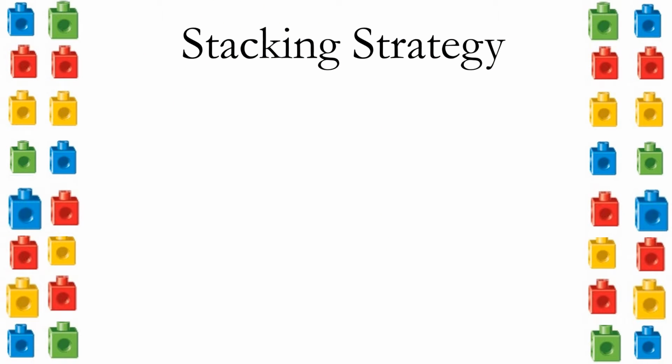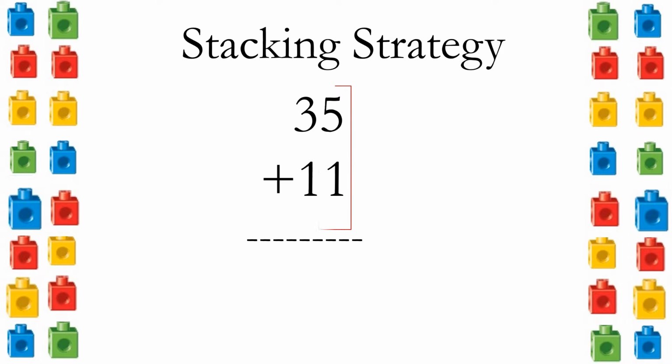Now let's take a look at how we can add by stacking. We'll start with this here, 35 plus 11, and we have to make sure that everything is lined up correctly. 5 plus 1 is 6. And then we think about the next column. What is 3 plus 1? It's 4. And the answer is 46. It's pretty easy when you don't have any numbers over 10.